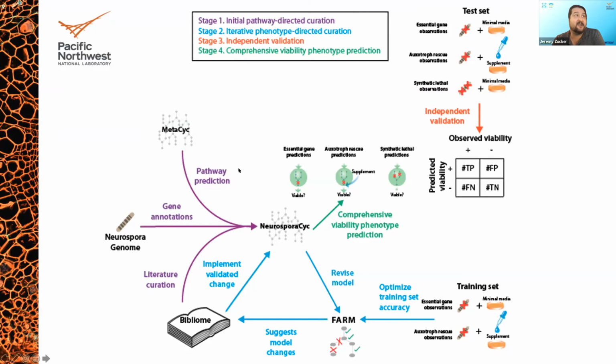In the third stage, indicated in green, we independently validated the predictive accuracy of the final metabolic model on a test set of growth phenotype observations that were not utilized during model construction. In the fourth stage, we utilized the validated metabolic model to predict nutrient rescue for all auxotrophic mutants and to predict synthetic lethal interactions for all pairwise gene knockouts. And as I'll show later on, we also use this to analyze the circadian clock.